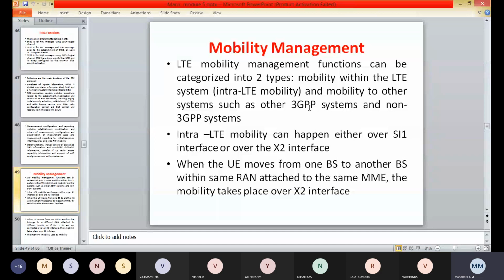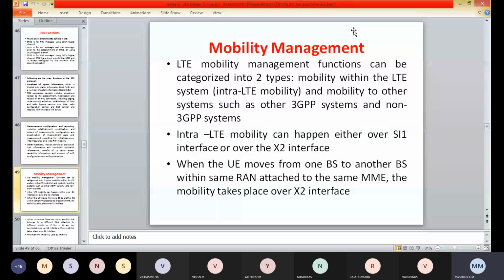So here the inter RAT mobility essentially uses the S1 mobility, with the only difference being that the PDCP context is not continued. So here we have the S1 mobility as well as X2 mobility.